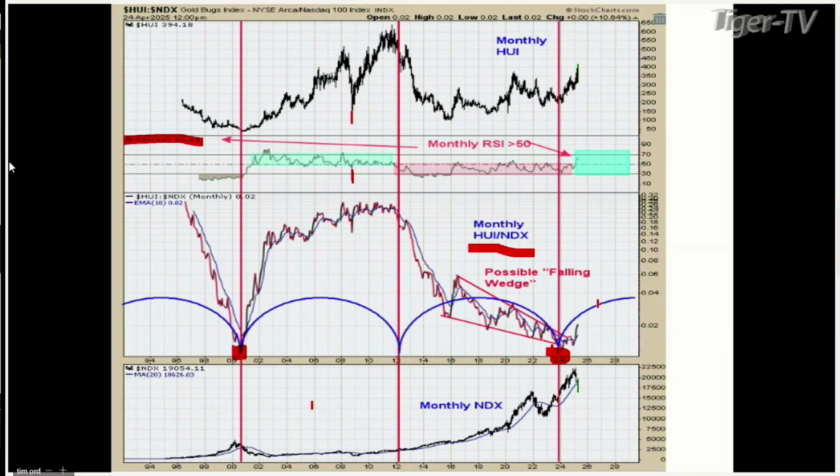So this is... gold stocks, if you look at them, there's a lot of penny stocks in the gold stocks. Yeah. They're all over the place.